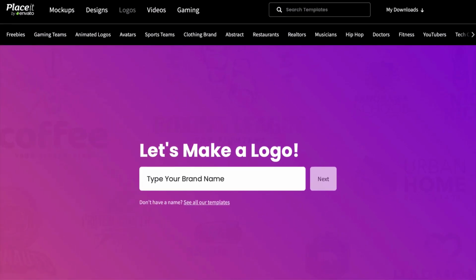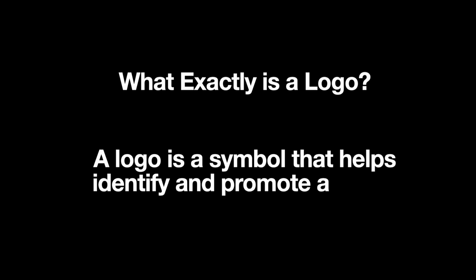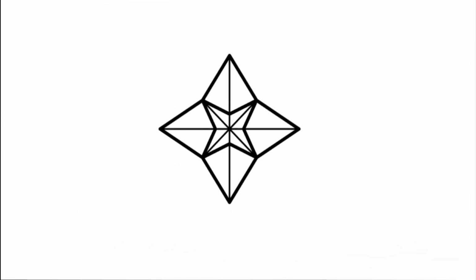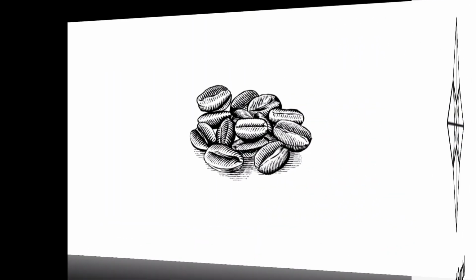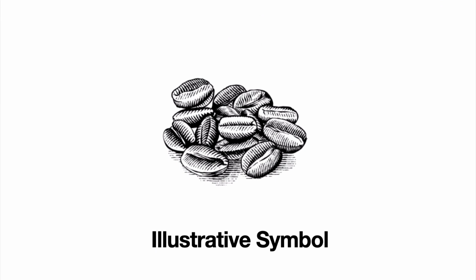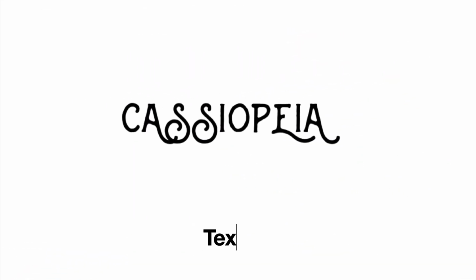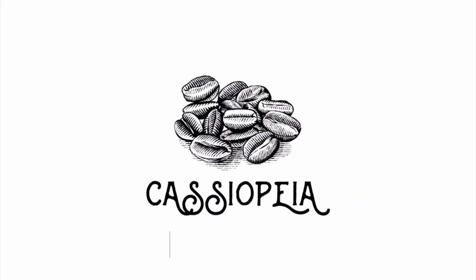But before I do, let's define exactly what a logo is and what the key components of logo design are. A logo is a symbol that helps identify and promote a brand. Logos usually take the form of an abstract or illustrative symbol. Some businesses use text alone with a distinct font for their logo, but most companies tend to combine a symbol with text, which makes their logo much easier to remember.